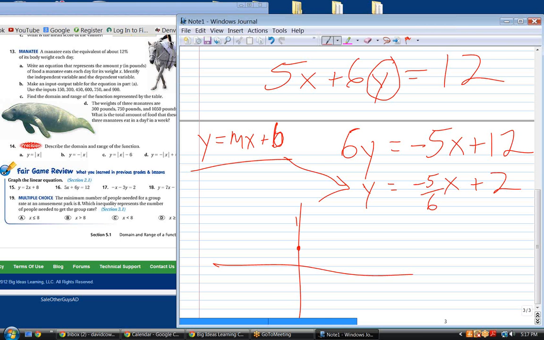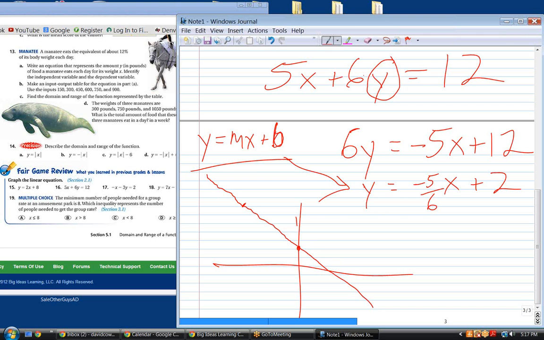And then I need a slope of minus 5/6. So I got to go up 5 over 6. 1, 2, 3, 4, 5 over 6 that way, because I want this slope to be negative, right? Okay. So that was one way to graph it.